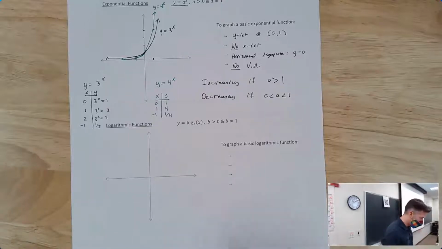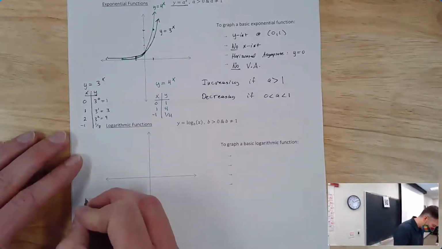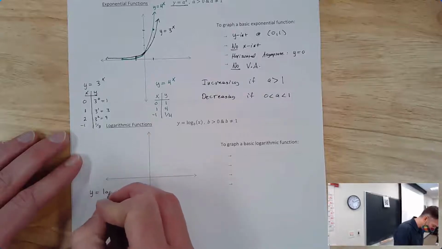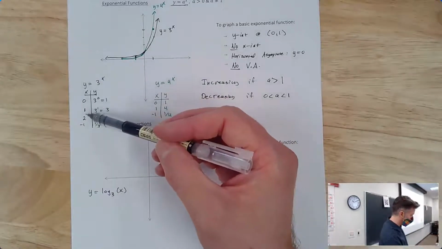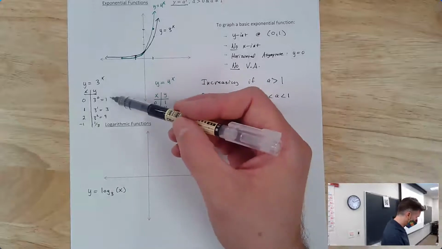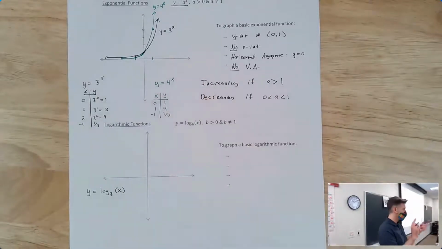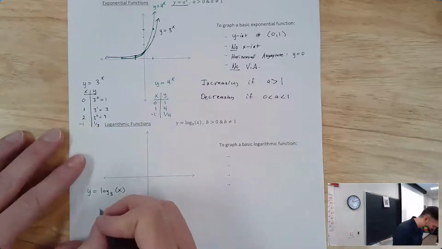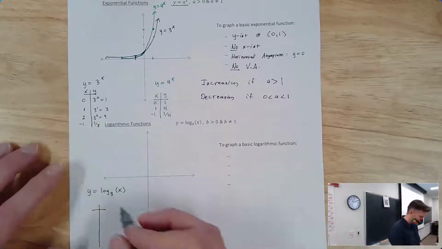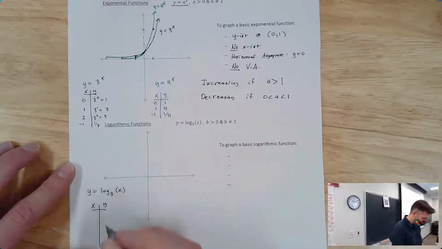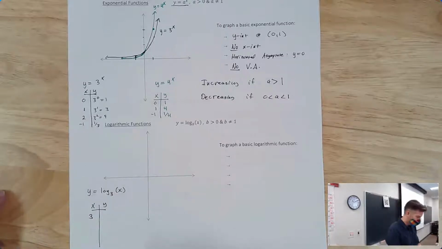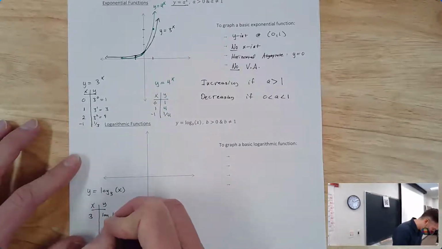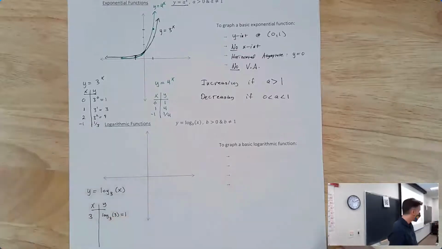So for example, if we were going to graph y equals log base 3 of x, instead of my inputs being 0, 1, 2, and -1, and my corresponding outputs being 1, 3, 9, and 1/3, they're going to switch places. Now I'm going to plug in values that are nice powers of 3. For example, if I plug in x equal to 3, what's log base 3 of 3? I know you guys know. 1, because 3 to the first power equals 3.